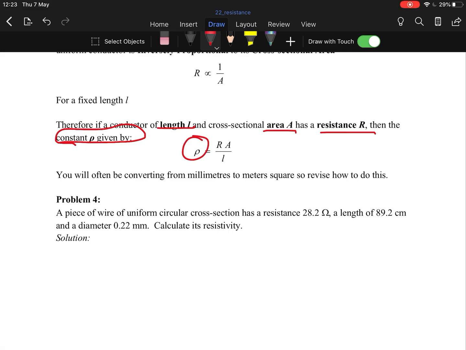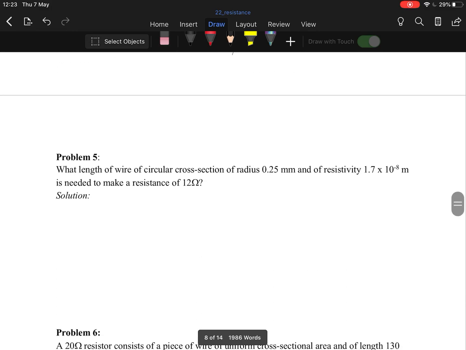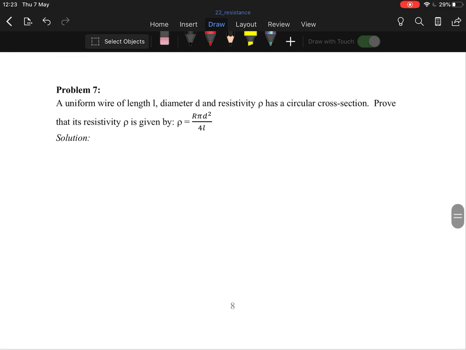Okay? Now, first things first, I'm going to skip these two problems here, and I will come back to them, because I want to go to problem 7 first.